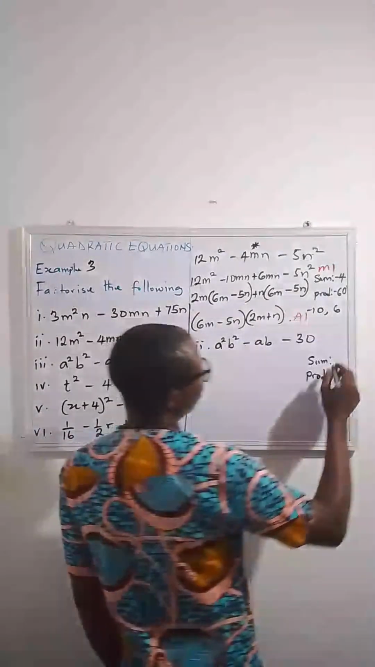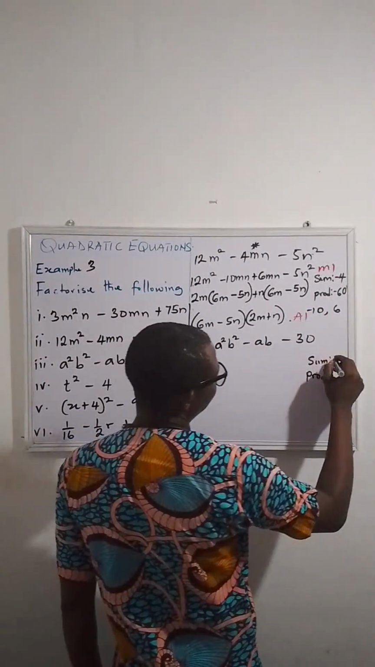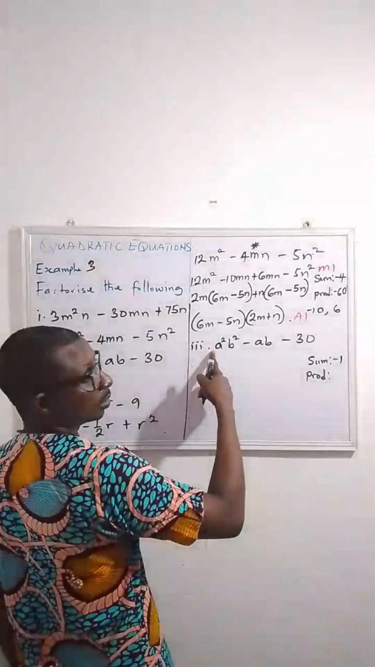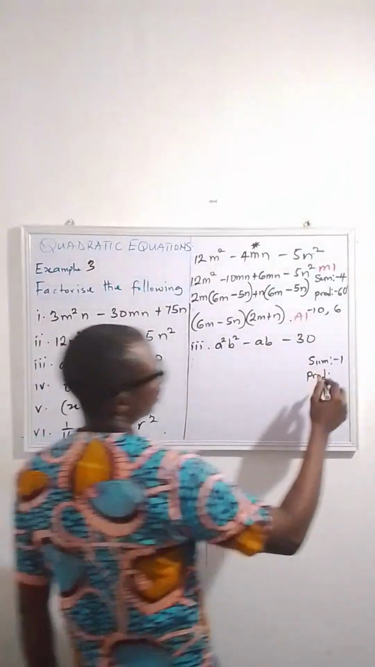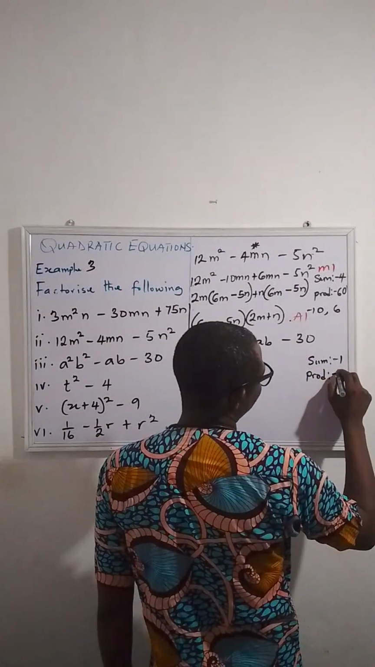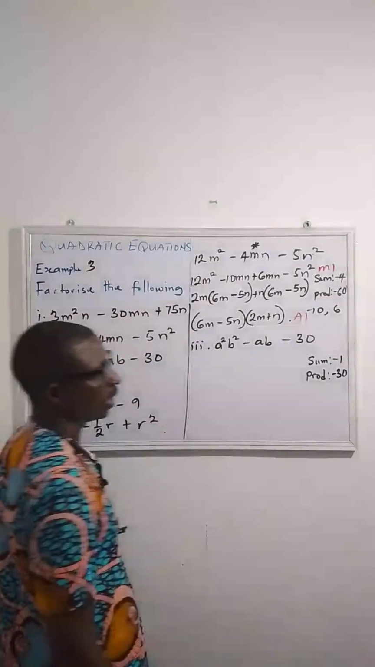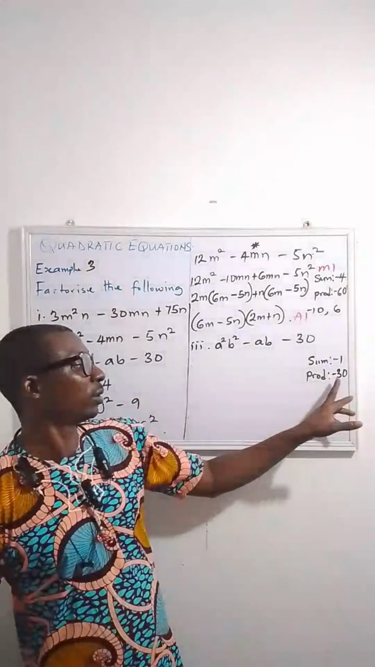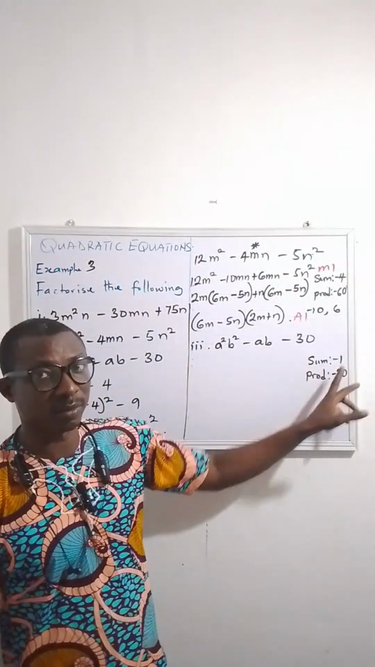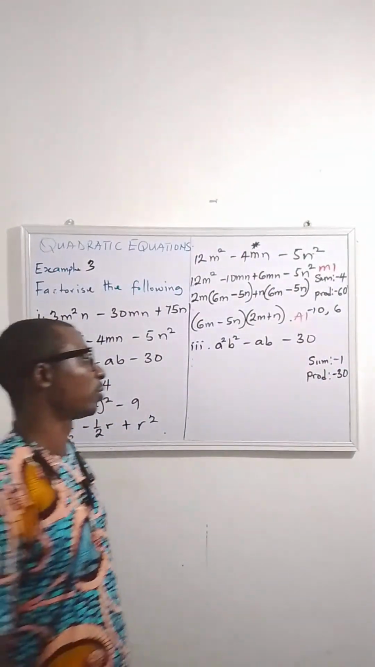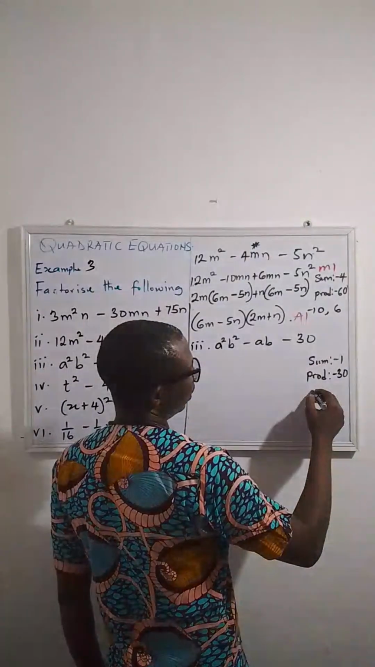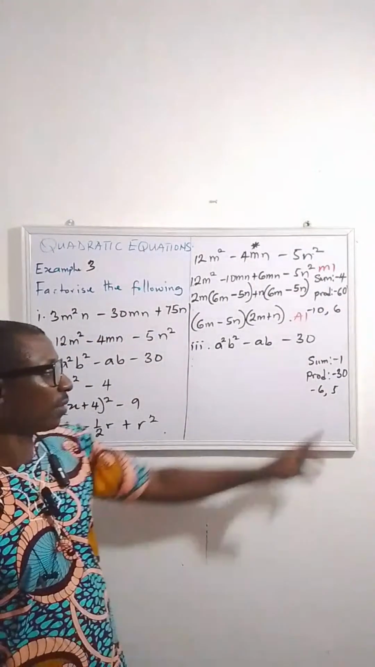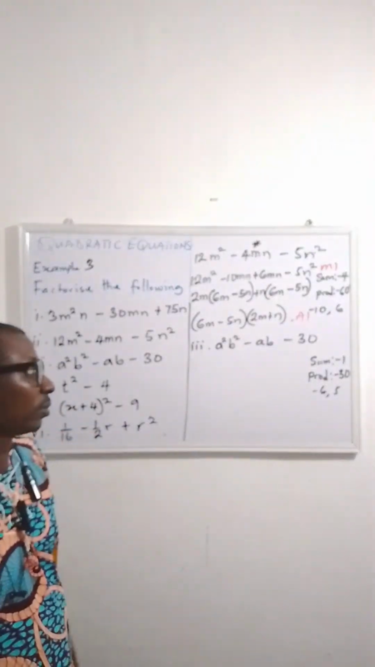So the sum is what? The coefficient of ab. So that's -1. While the product is the coefficient of the variable square times C. That's negative 30. So now we need two numbers such that when you multiply together, you have -30, and when added together, you have -1. So what are the two numbers? So we have, let's say, -6 and 5, okay? Yeah, because 5 times 6 is 30. All right, so that's what we have.